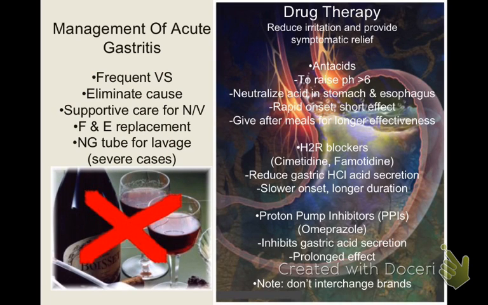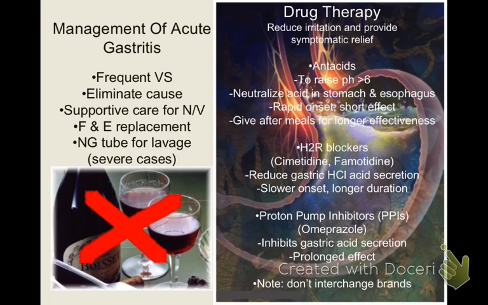So here's your management of acute gastritis. We want to do frequent vital signs. We want to eliminate the cause, if it's meds or if it's something else. Supportive care if they're having nausea and vomiting, fluid and electrolyte replacement, NG tube for lavage for severe cases. And then this is your drug therapy. There's a really good table on page 934, 42-10. The point of drug therapy is to reduce irritation and provide symptomatic relief.